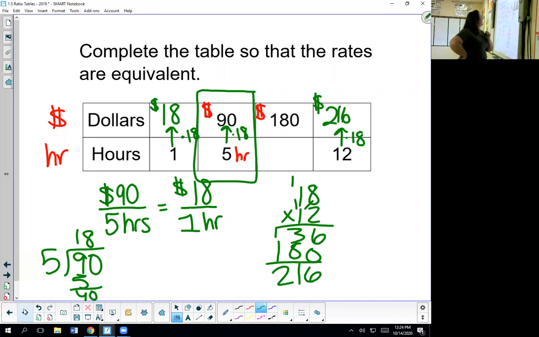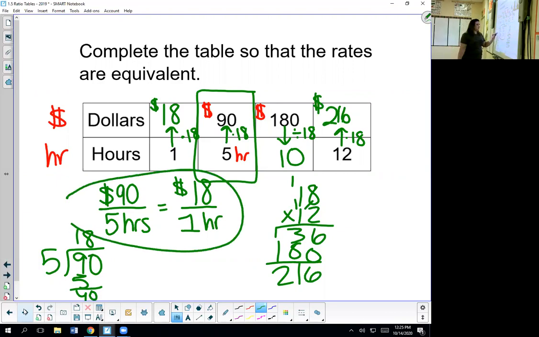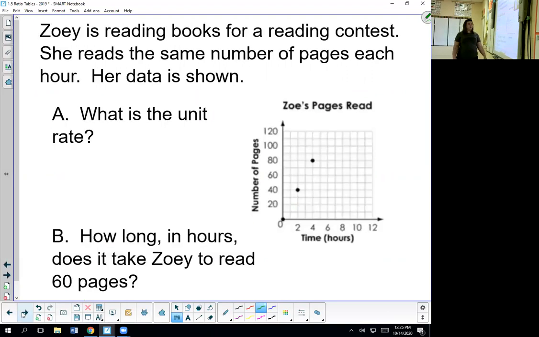$216 in 12 hours. So then how do I go the other way? Well, you could think about what times 18 is 180, or you could divide by 18, which hopefully you can kind of see is 10 hours. So if I ask you to fill it in, you don't have to tell me the unit rate, but you should. That's the strategy. Figure out what it is for 1 hour or 1 item.